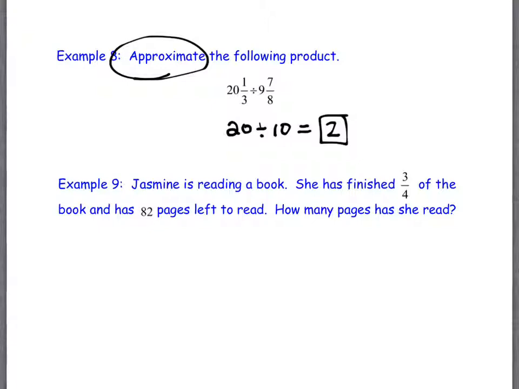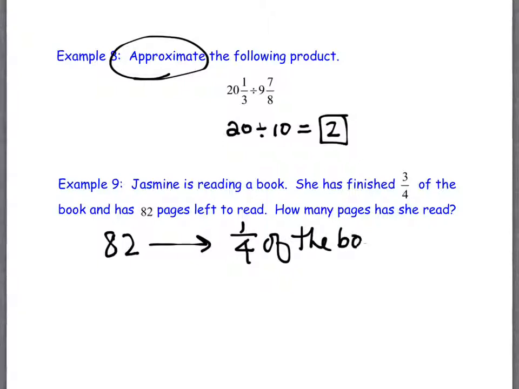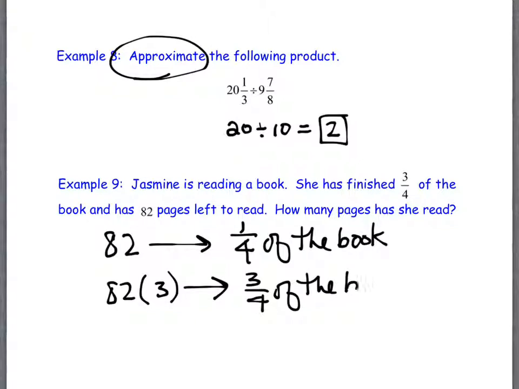82 times 3. Okay, so what you're recognizing is that we have 82 pages left to read, and 82 corresponds to 1/4 of the book. Does that sound like what you're thinking? Okay, so if 82 is 1/4 of the book, then how are we going to find out what 3/4 of the book is? Multiply by 3. Good thinking. So what is 82 times 3? 1046.